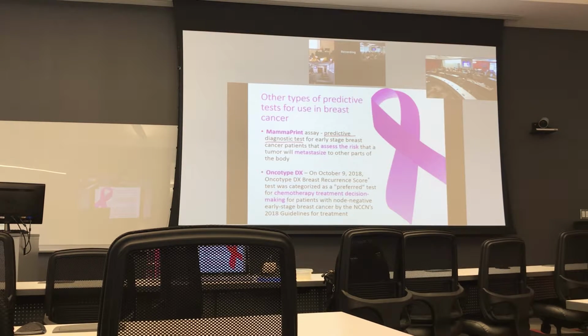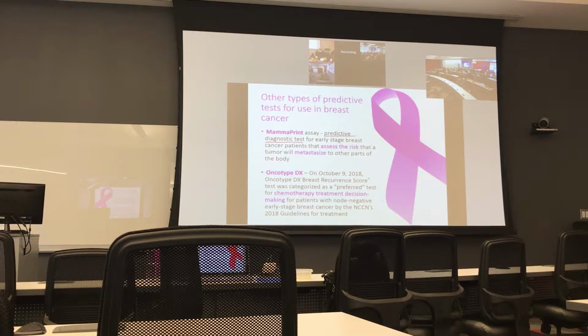But this month, Oncotype DX finally received characterization as a preferred test for chemotherapy treatment decision-making for patients with node-negative early-stage breast cancer. So now they're in the NCCN guidelines. Node-negative obviously means lymph nodes are empty. So it hasn't metastasized yet. So we're dealing with a really early-stage tumor.